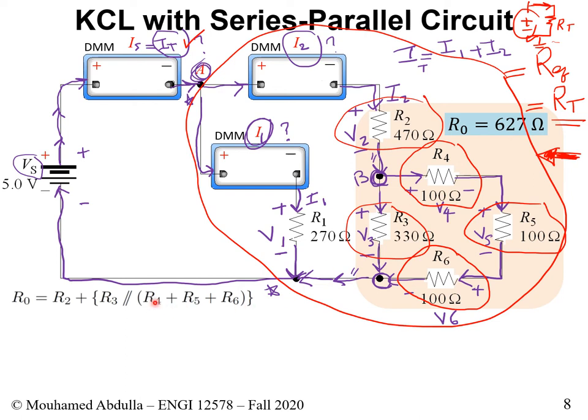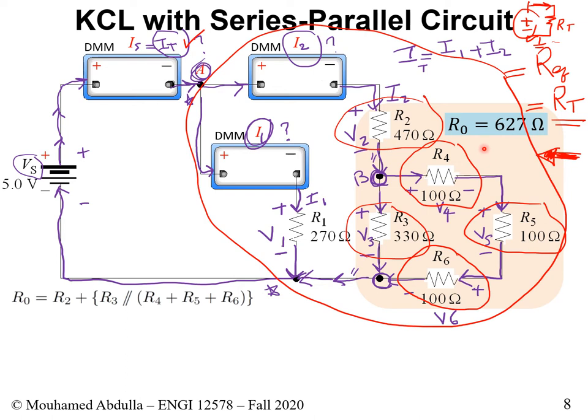How did we get 627? This is what we did. We did 100 plus 100 plus 100, R4 plus R5 plus R6. This gives us 300. 300 in parallel with 330. So you do 330 times 300 divided by 330 plus 300. That gives you the value for here. The value that you got here, then you add it to 470. And this is where we get this 627 ohm. So all of this could be replaced by just one resistor of 627 ohm.